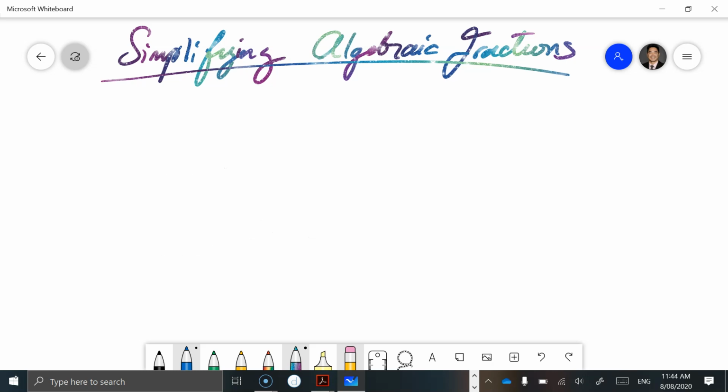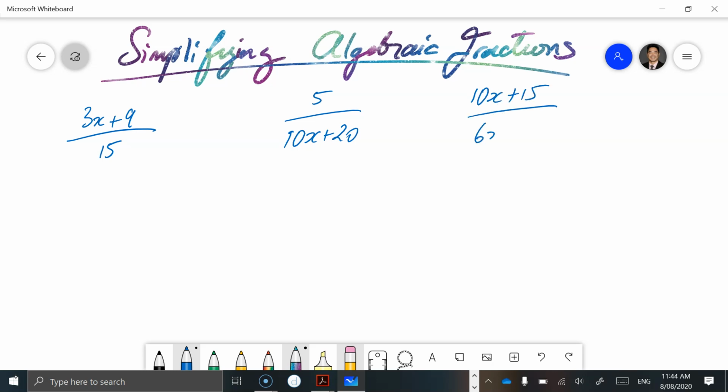Okay, first one, we have 3x plus 9 over 15. Okay, next one, I'm going to have 5 over 10x plus 20. Next one, we'll have 10x plus 15 over 6x plus 9. And lastly, we'll have x squared plus 4x over x squared minus 5x. This is not the end of it. This is just the start.